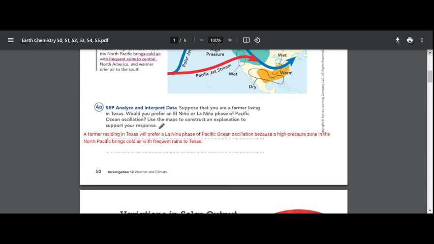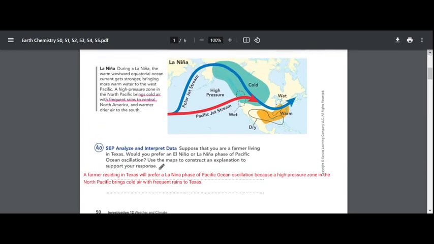And then the second image shows you what's going on during a La Nina. During a La Nina, the warm westward equatorial ocean current gets stronger, bringing more warm water to the West Pacific. A high pressure zone in the North Pacific brings cold air with frequent rains to central North America and warmer, drier air to the south.